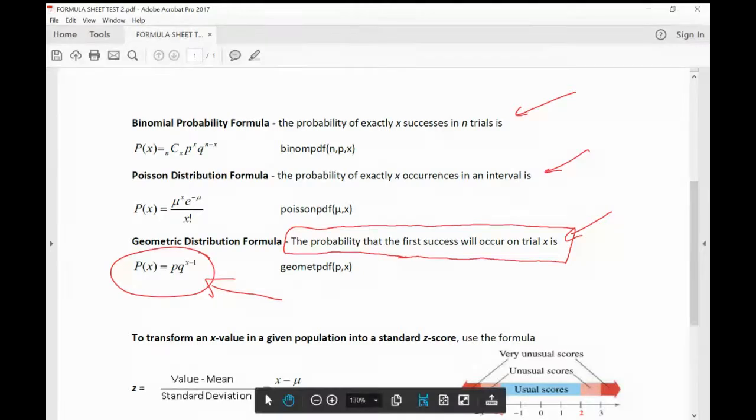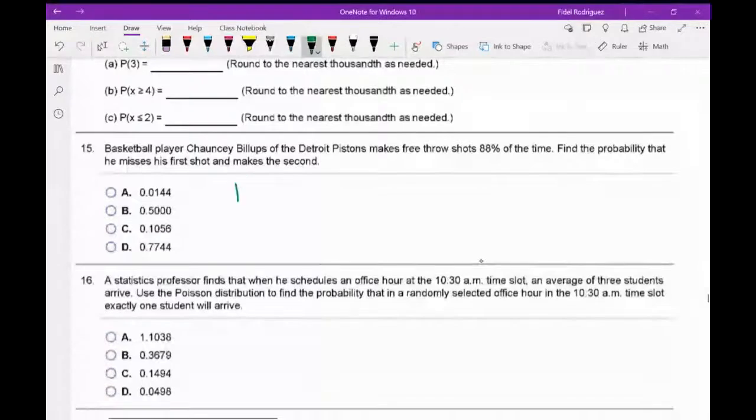So I'm going to stop sharing this screen and come back to my review. And let me walk you through this here. Okay. So in doing this problem here, there's 2 things that I need to know. I need to know the value of P, and I need to know the value of Q. And P is the probability that he's going to make his free throw shot. Since he makes it 88% of the time, as a decimal, that's going to be 0.88. Now Q is, well, what happens if he misses it?